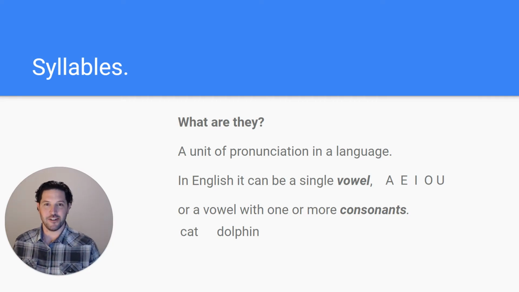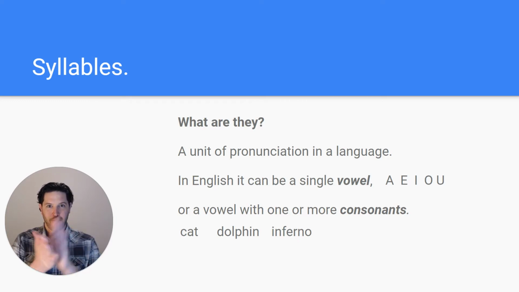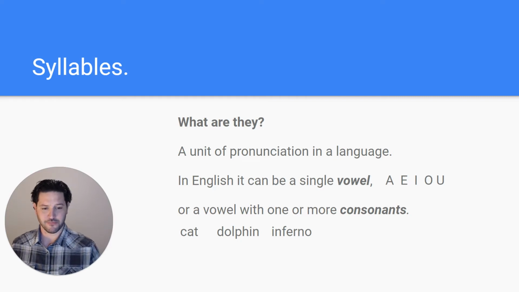All right, and here's another example. Not an animal at all, is inferno. Let's clap it, inferno. That's three syllables. And an inferno, does anyone know what it is? If you do, leave it in the comments below.